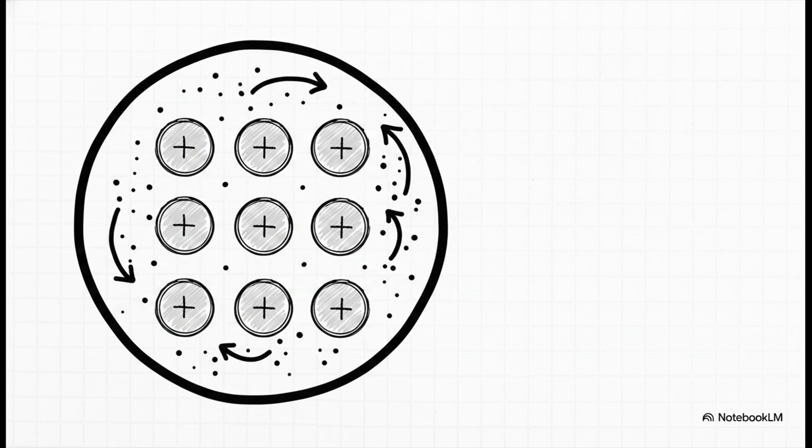Picture a massive crowd at a concert. The positive metal ions are fixed in place. They're the stationary pillars. But the electrons, they're the crowd. Notice the movement vectors on screen.